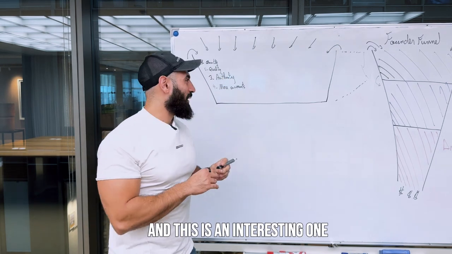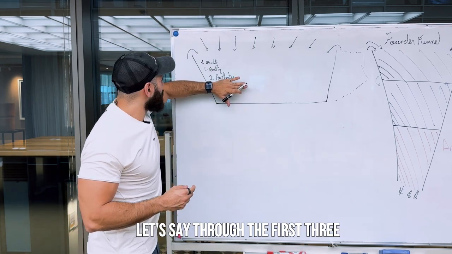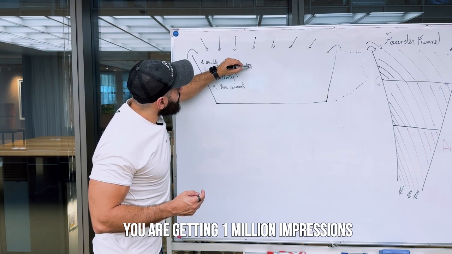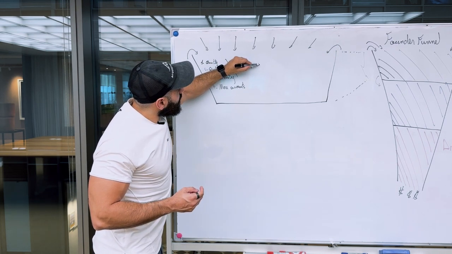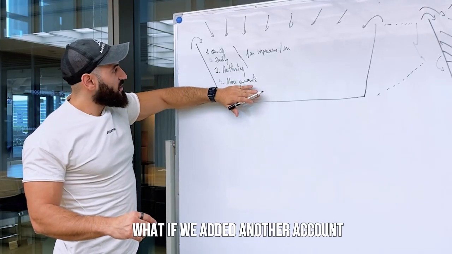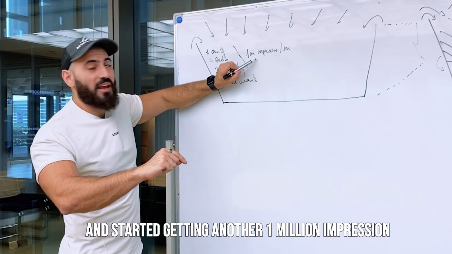And this is an interesting one. Let's say through the first 3, you are getting 1 million impressions per month. So right here, what if we added another account? What if the co-founder created an account as well and started getting another 1 million impressions?